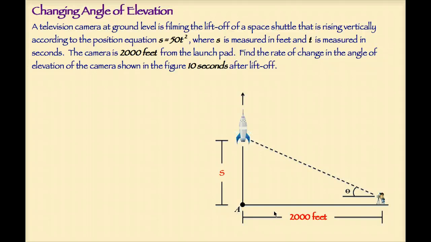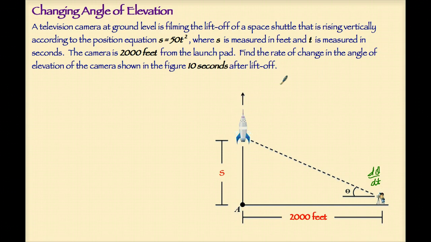In this scenario, which variables are constant and which ones are changing? As it happens, of course, the side opposite is changing as the rocket is rising, but the adjacent side will remain constant, because the distance between the launch pad and the camera is not going to change. Of course, the angle will also be changing as the rocket is rising. In fact, we're going to be looking for d theta dt, the change in the angle of elevation.